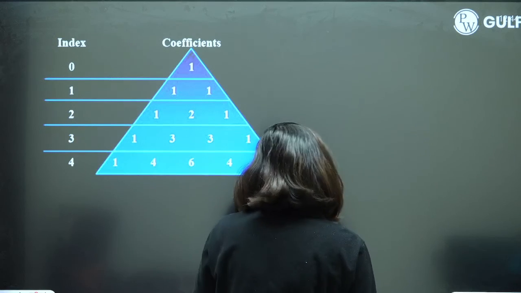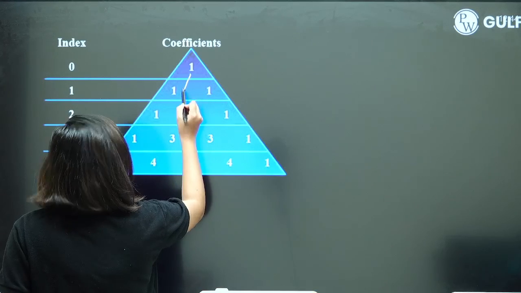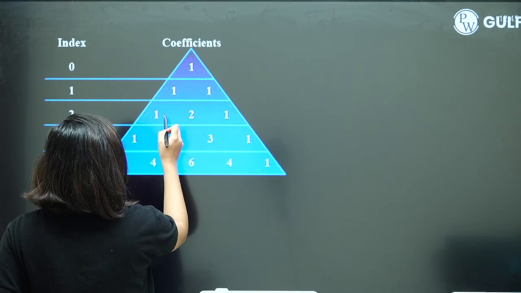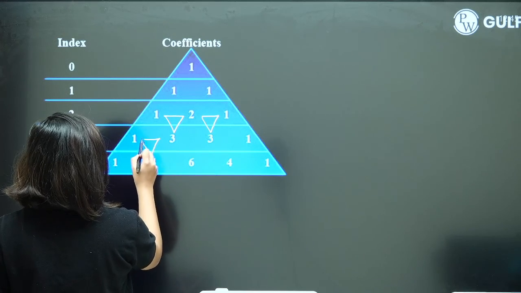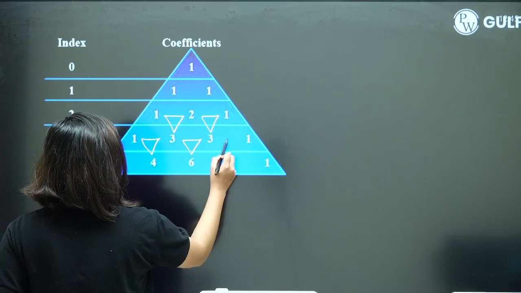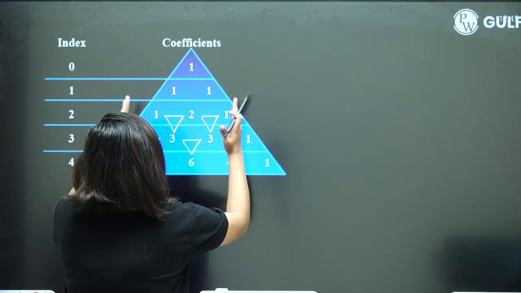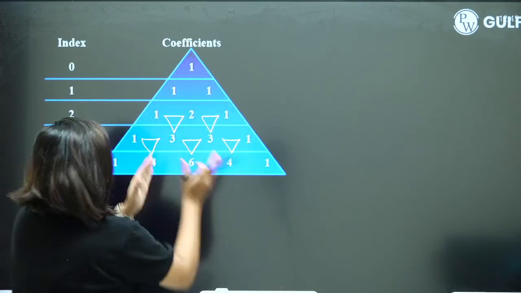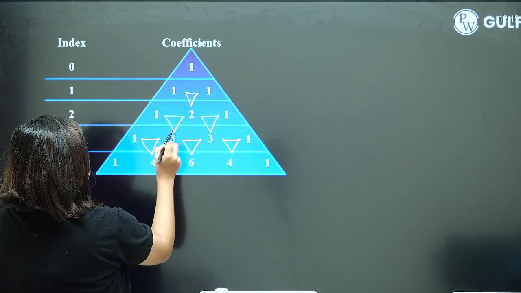Notice this coefficient. There's a beautiful thing happening in these coefficients. Can you see that 1 plus 2 gives me 3? 2 plus 1 gives me 3. Similarly, 1 plus 3 will give me 4. 3 plus 3 will give me 6. 3 plus 1, 4. So how am I getting the next coefficient? Starting and ending is always 1. First and last is 1. But how to get the in-between coefficients? By adding the above 2. 1 plus 1, 2. So this is called Pascal's triangle.